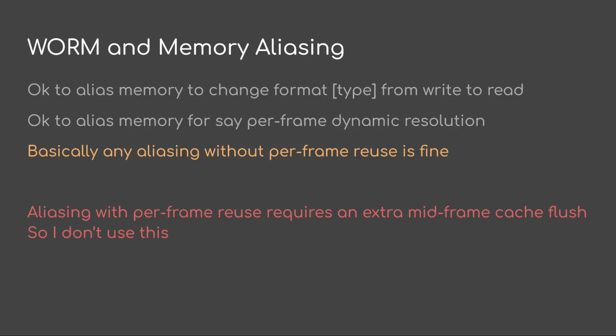So what about WORM and memory aliasing? What are the rules? It's okay to alias memory to change format or type between the write and the read transition. It's also okay to alias memory for, say, per frame dynamic resolution. Basically, any aliasing without per frame reuse is going to be fine. What I mean by reuse is that you're going to transition from write to read more than once. Aliasing with per frame reuse requires an extra mid-frame cache flush, so I don't use it.